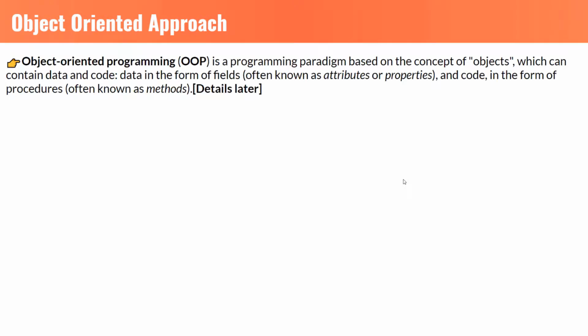My favorite thing about Python is that it's object-oriented. Now, Python is not the only object-oriented language. There are other programming languages such as Java, which is also based on the object-oriented paradigm. But the question is, what is object-oriented? Well, object-oriented programming is a programming paradigm based on the concept of objects, which can contain data and code. Data in the form of fields, often known as attributes or properties, and code in the form of procedures, often known as methods. It is one of the most important concepts in computer science.